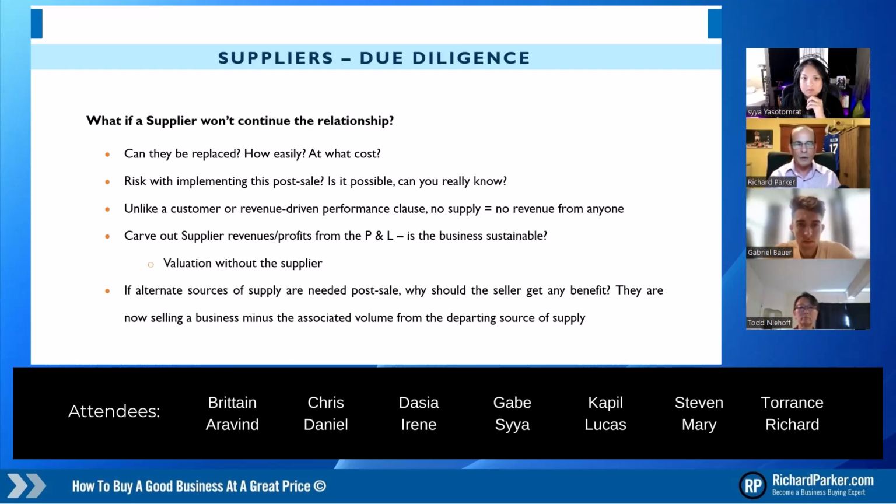You want to carve out your supplier revenues and profits from the P&L. And again, we're talking about when there's an element of concentration or a disproportionate amount from one supplier. You could do two separate P&Ls. You do that also, as we talked about previously, with earnouts. Look at the business without that supplier. What does that business look like? Is it still profitable?